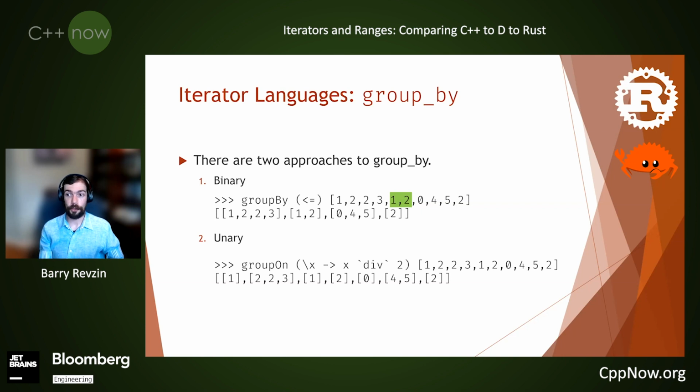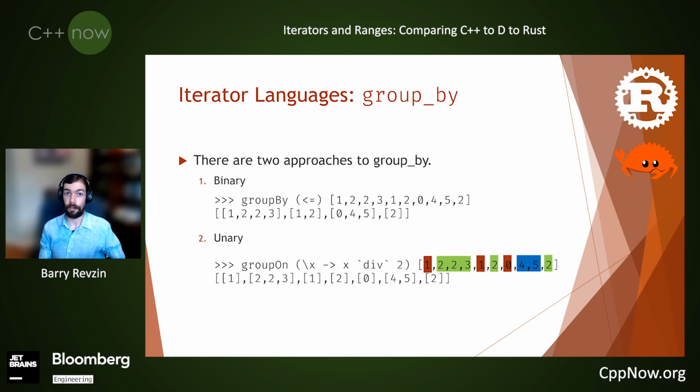We take a single projection function, and we apply that to every element, and that kind of gives us equivalence classes, if you will, the elements that have the same value under that projection. And then we group consecutive elements that project the same. And so in this case, we end up with this set of groups.